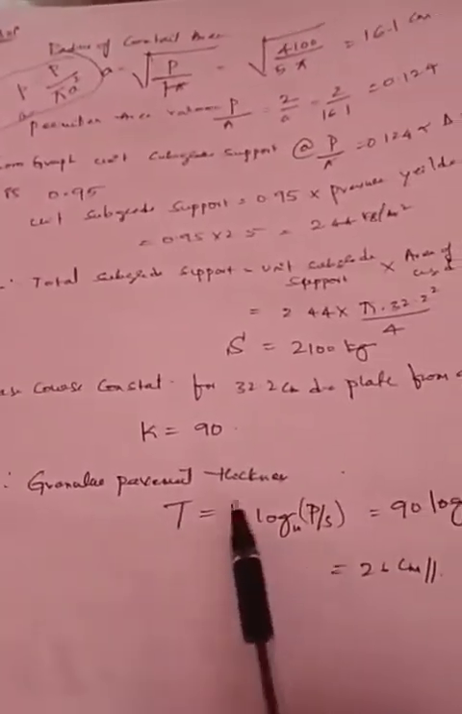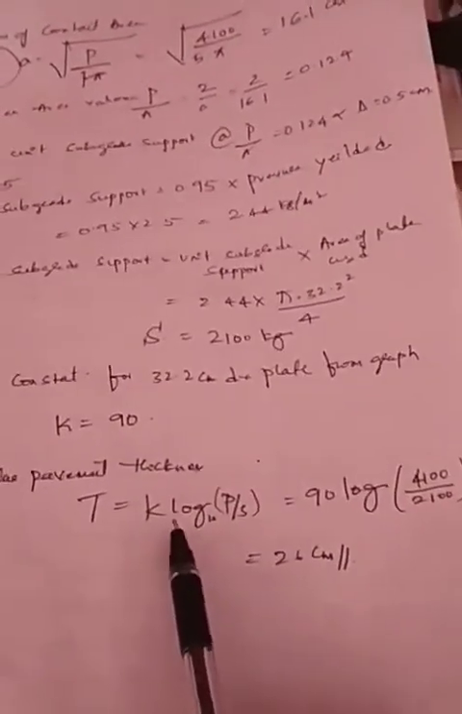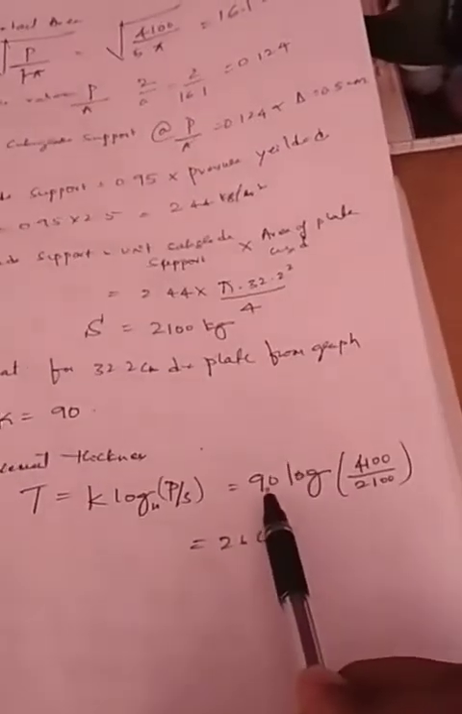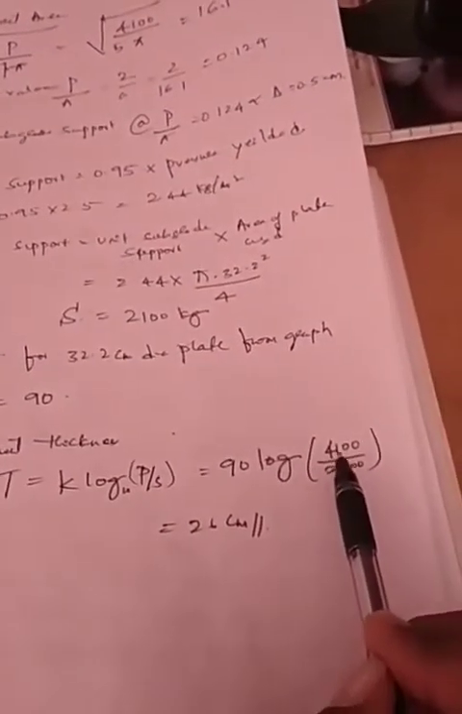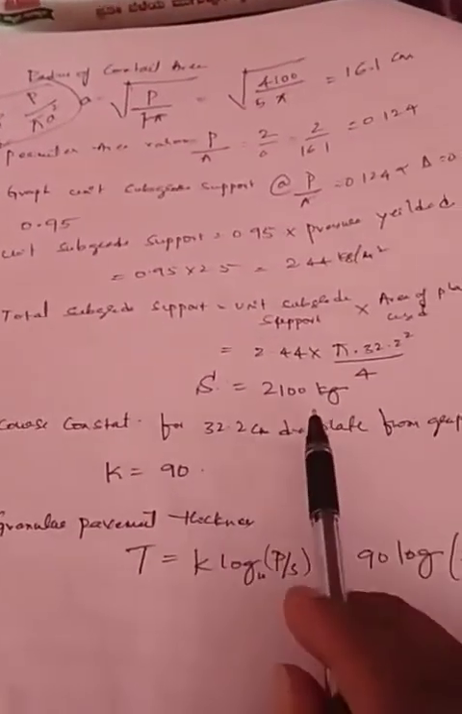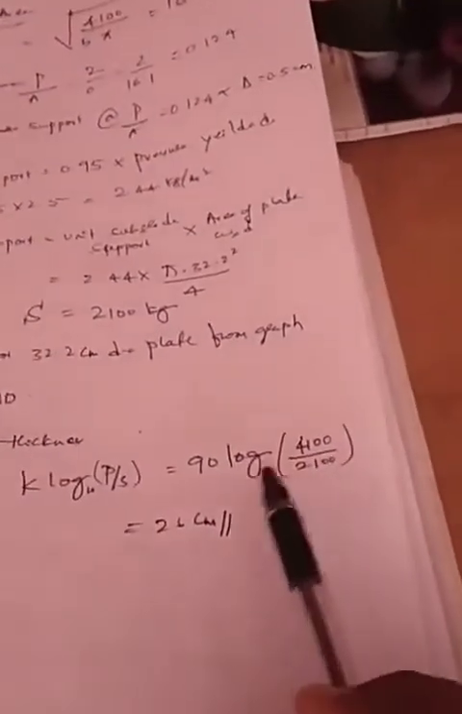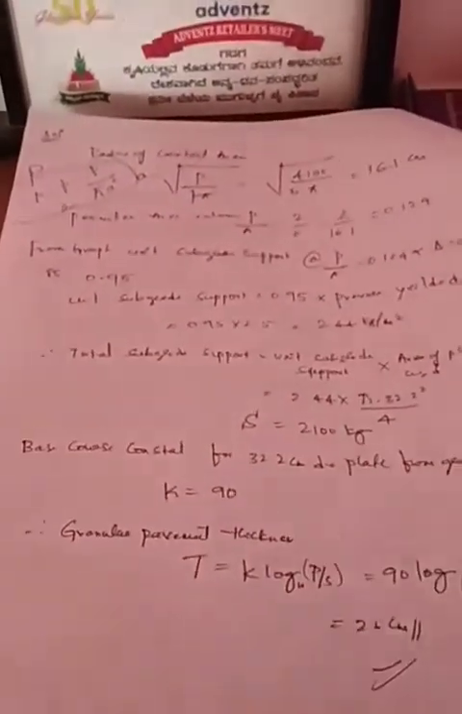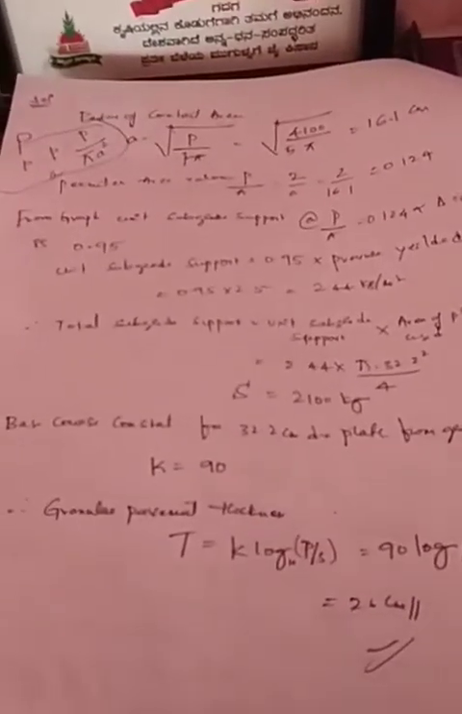Therefore, for a granular pavement, the thickness T is equal to K log P by S. So K is 90, and log of P, the load, is 4100 kg divided by S, the total subgrade support, which is 2100 kg as we got. So when we calculate, we get a thickness of 26 centimeters. So this is the Macleod method of pavement design.